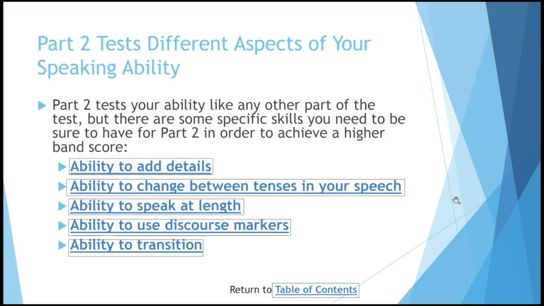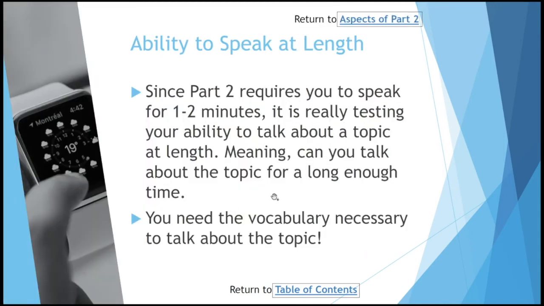Okay, so that's number 2. Number 3, ability to speak at length. What does this mean? Okay, so since part 2 requires you to speak for 1 to 2 minutes, it is really testing your ability to talk about a topic at length. Meaning, can you talk about the topic for a long enough time? Can you talk about the topic for 2 minutes, like suggested?